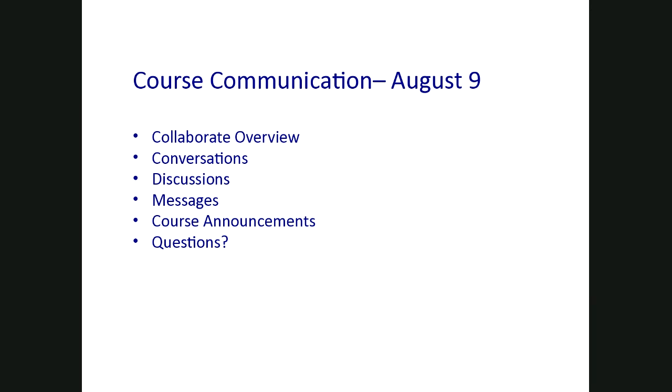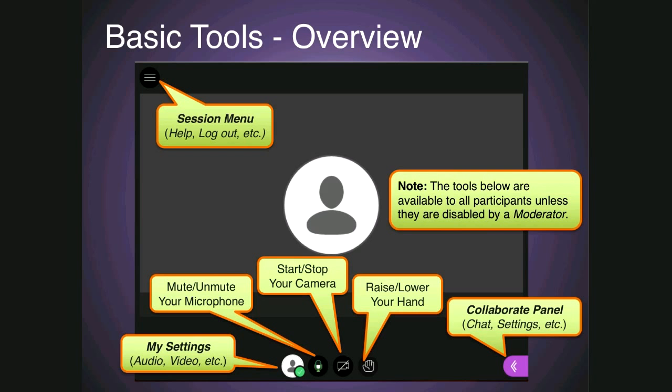If you have participated in this in the past, this is going to be a repeat for you. But I just want you to get accustomed to the tools that you have as part of your Collaborate. So you'll notice in your upper left-hand corner 3 lines, that's your session menu. If you just click on that, you'll be able to see that you can get help, you can log out. If you are the moderator, you'll be able to record sessions, which is what I'm doing here with this one.